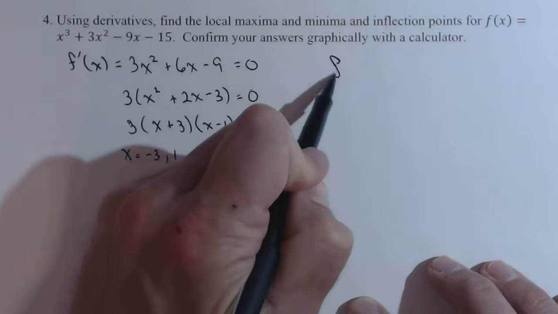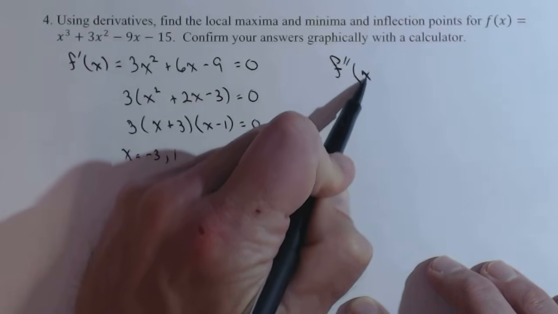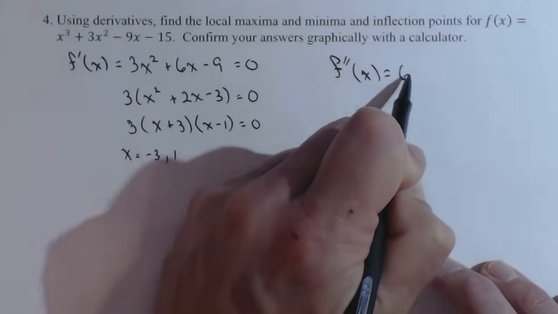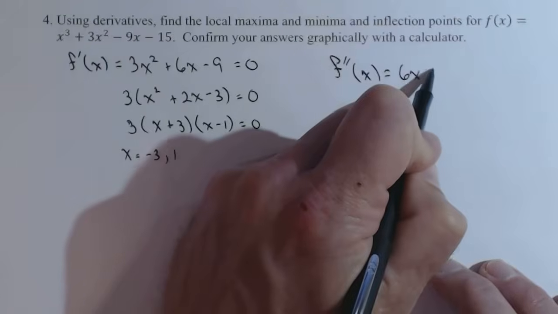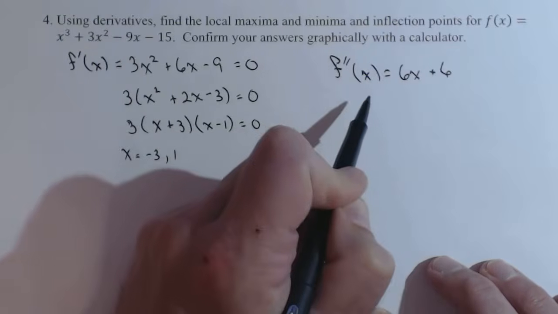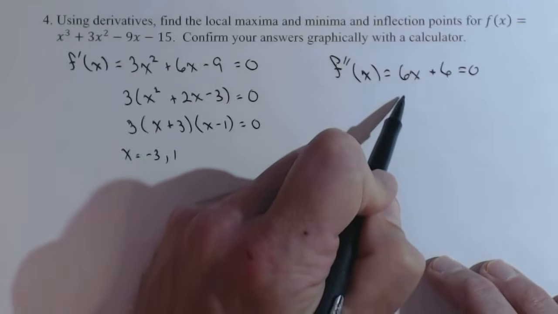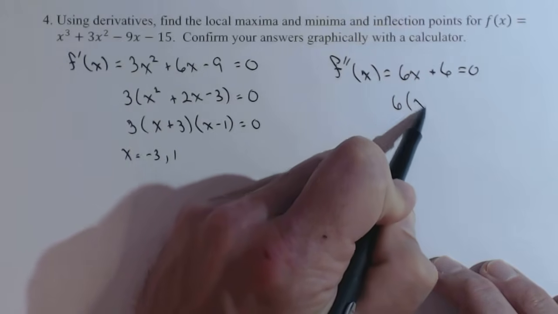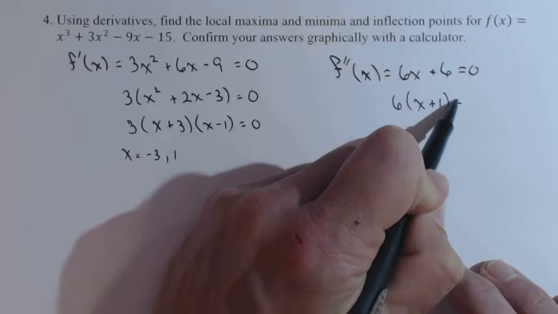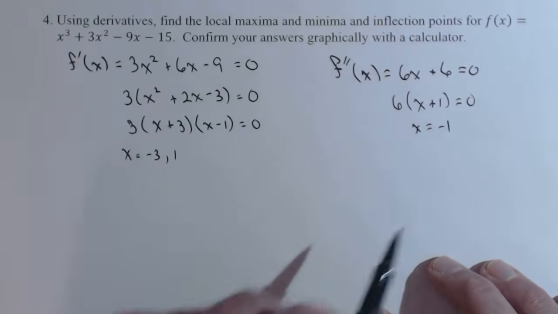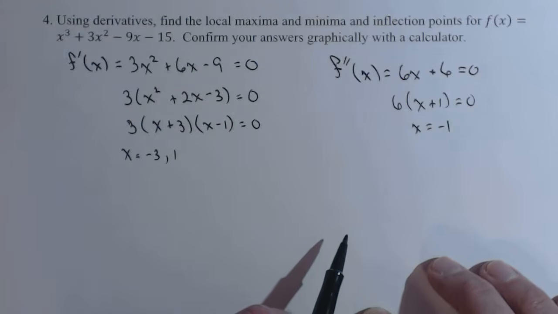So the first thing we need is the second derivative, which again is just piece by piece. It's going to be 6x plus 6. And we'll set that to 0 because we want to find any inflection points. So we have 6 times (x plus 1) equals 0. So x equals -1 is going to be where we might have an inflection point.